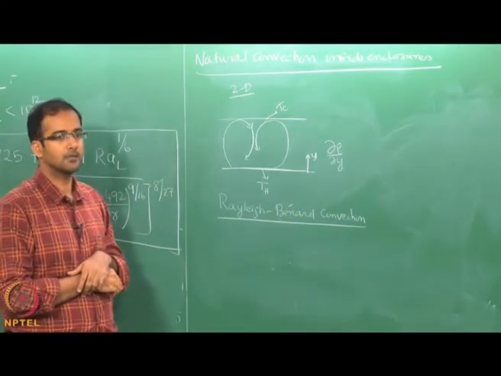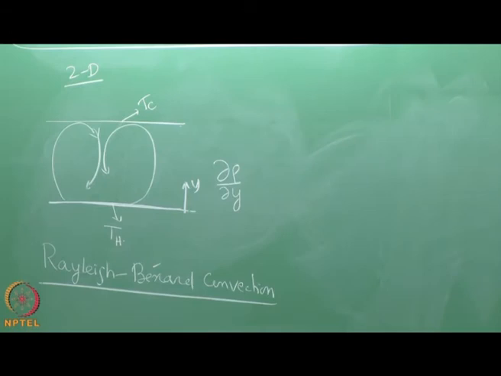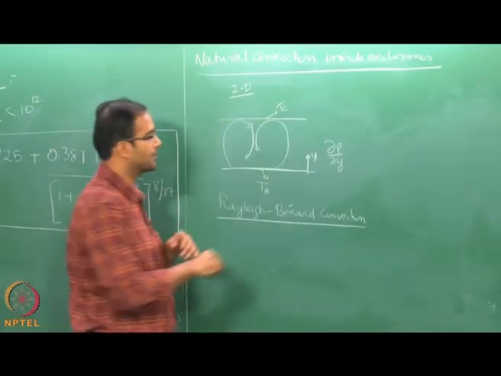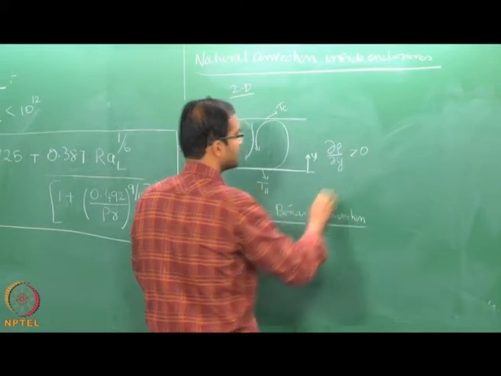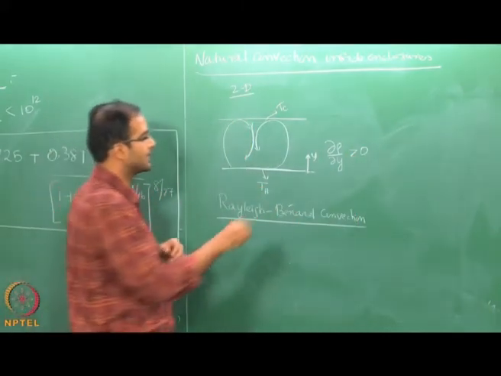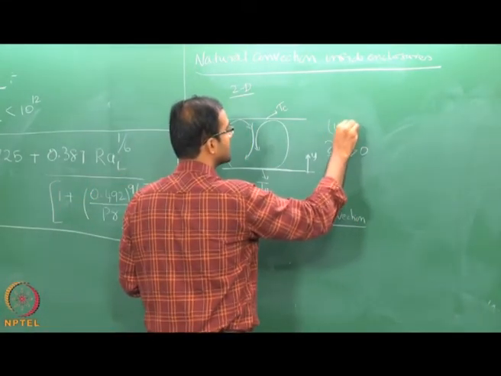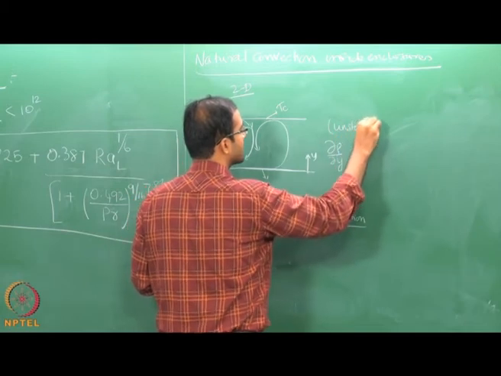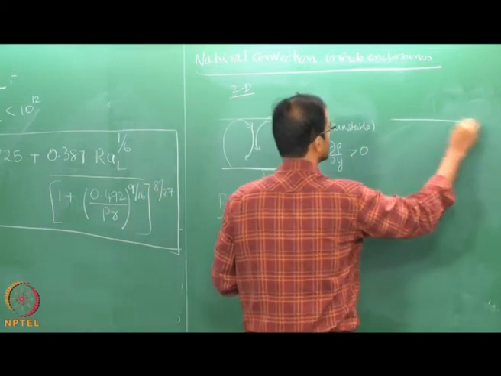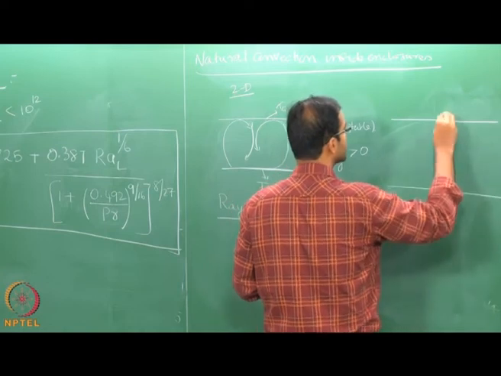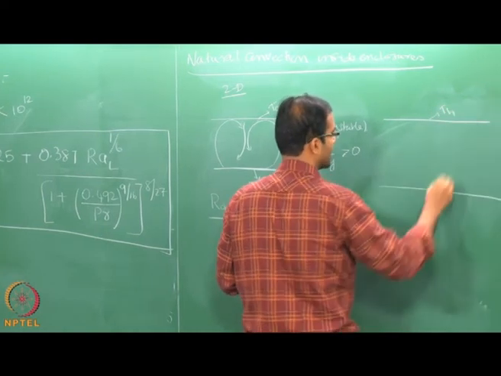Should it be positive or negative? It should be positive. So, then only this can be an unstable configuration. Now, what happens if you heat the top plate and cool the bottom plate?